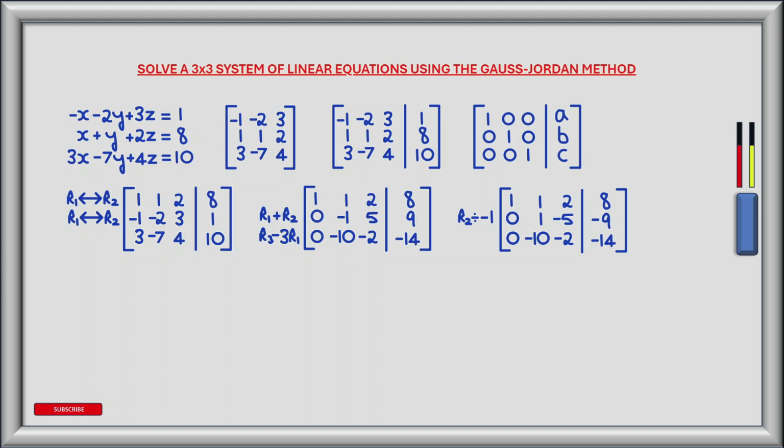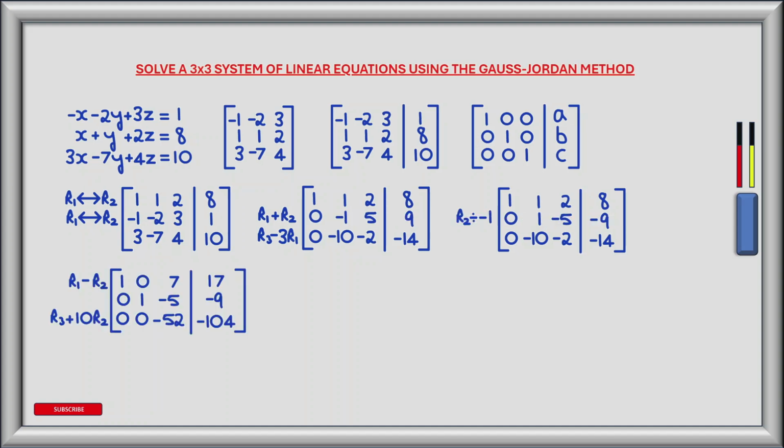And for step 3, we need to get a 1 in column 2, row 2. So that's this element here. And to achieve this, we can divide row 2 by -1. So this is row 2 here. If we divide it by -1, we get 0, 1, -5 and -9. Row 1 and row 3 remain unchanged.